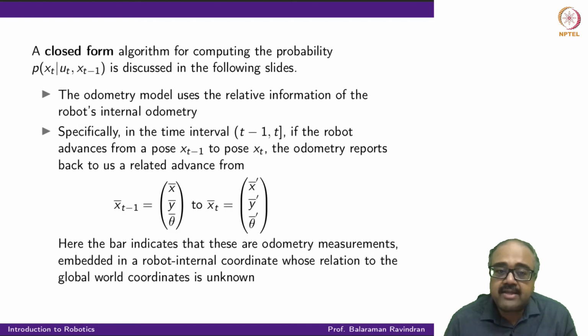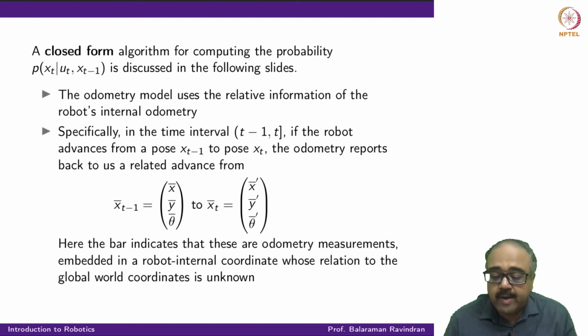Likewise, for x bar_{t-1}, we will denote these readings as x bar, y bar and theta bar, which is basically the x coordinate measured or estimated from the odometry readings at time t-1. This is the y coordinate estimated at time t-1, and this is the orientation estimated at time t-1. And likewise, x bar prime is the x coordinate estimated at time t, y bar prime the y coordinate estimated at time t, and theta bar prime the orientation estimated at time t. Okay, so this will be our notation.